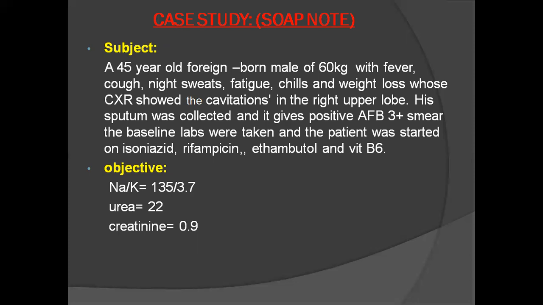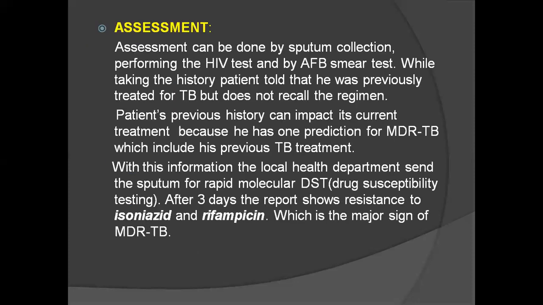As we have discussed earlier, isoniazid and rifampicin are the first-line drugs and the first choice in a TB patient. Okay, what are its vital signs? Sodium 135, potassium 3.7, urea 22, and creatinine 0.9. Okay, how can the assessment be done? Assessment can be done by sputum collection, performing the HIV test, and the AFB smear test.